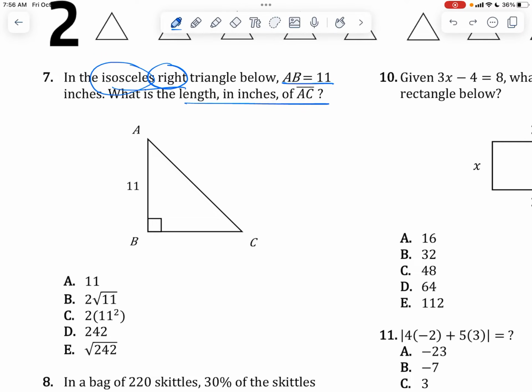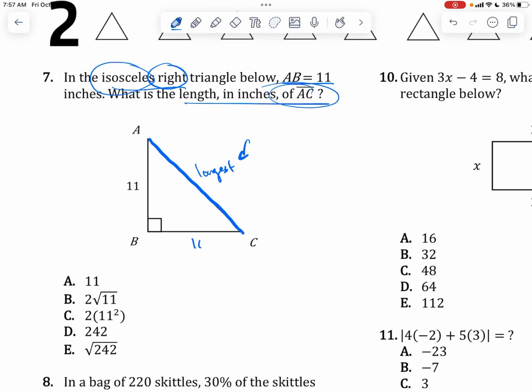Now, isosceles, what does that tell us? It means that there are two side lengths in this triangle that are equal to one another. And given that this is a right triangle, the hypotenuse must be the longest, exclusively. There is no other side length that equals it. It is for sure 100% the longest. So if there are two side lengths that are the same length, it has to be these other two. That means this is 11. Okay, so we're asked to find AC.